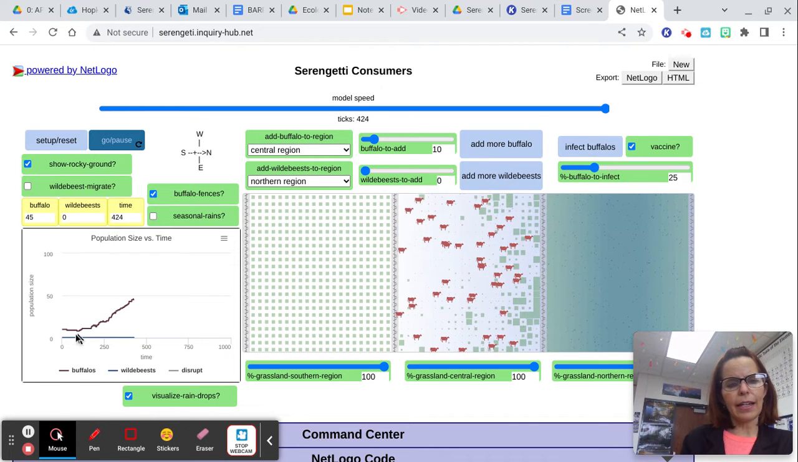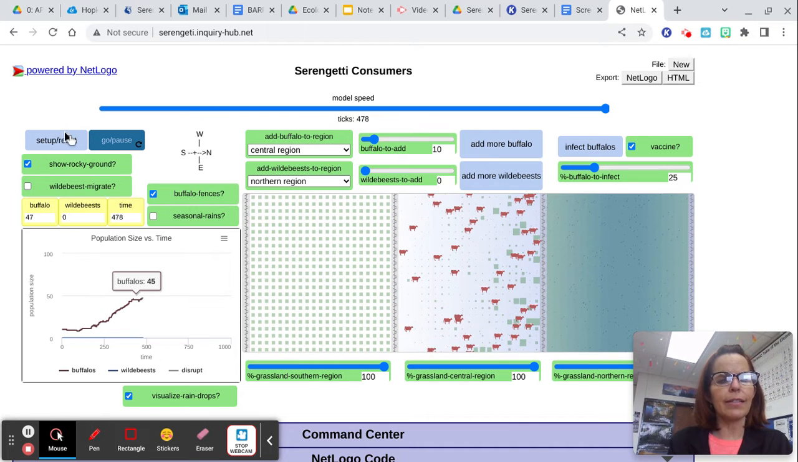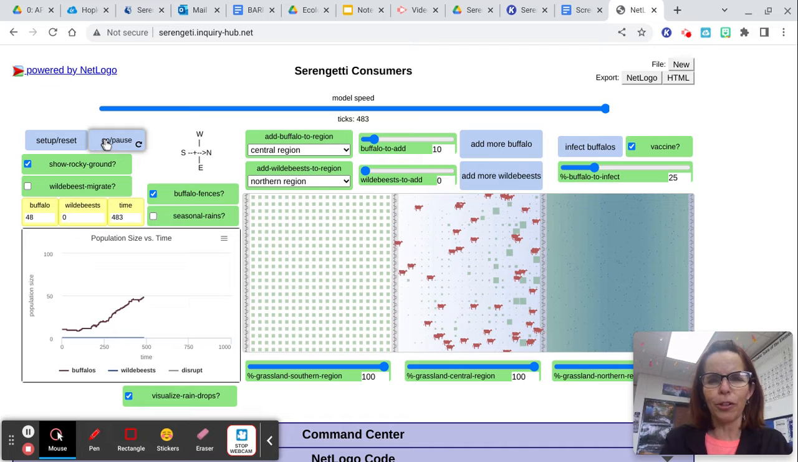But what you see here is a graph of what's happening to the buffalo. And I'm actually going to pause it because I don't want to spoil your graph. So that's what's been happening in this simulation, and we're only to time 500.